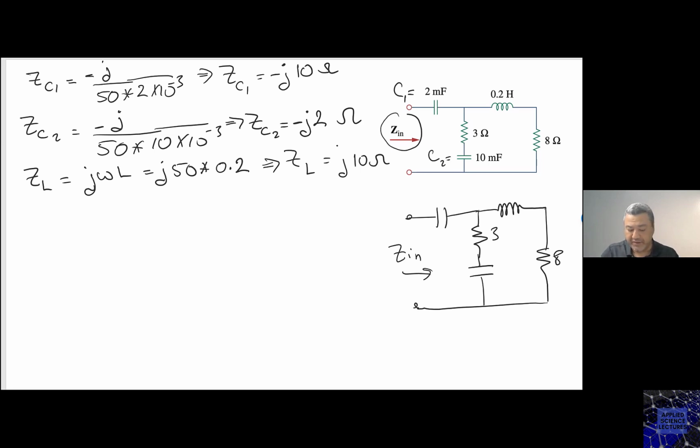So you got the impedances. This one is minus j10. This one is j10. This one is minus j2. All of them are ohms. Again, be careful. You have to convert them to impedances. If you substitute the inductance or the capacitance into the phasors, that's a major mistake.